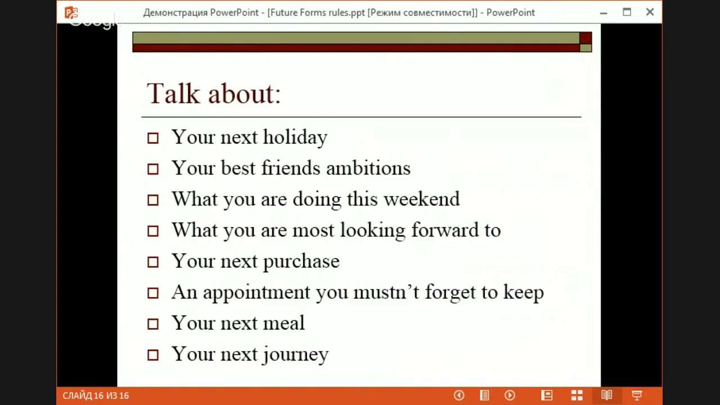All right, guys, let's make a conclusion. So today at this webinar, I told you about different forms of future. This is present simple for timetables. This is present continuous for arrangements. This is to be going to for plans and ambitions and intentions. And this is future simple for offers, spontaneous decisions, and promises.